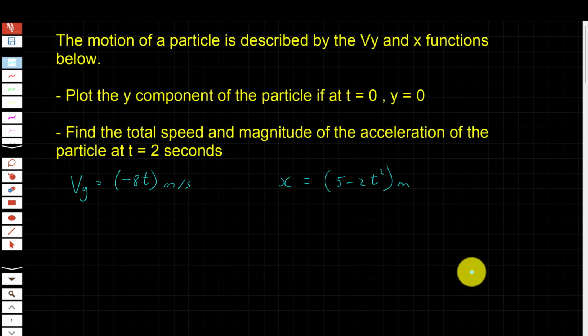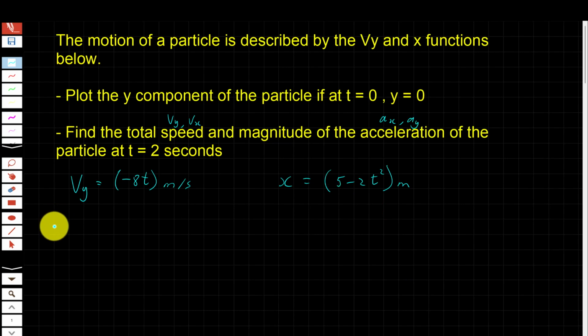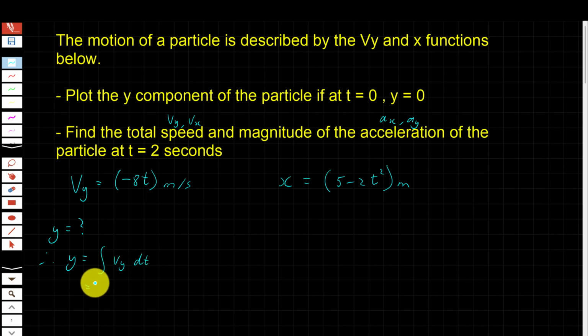In this video we're going to solve this physics problem. We have the motion of a particle described by Vy and x functions below. We're going to need to find Vy, Vx, Ax and Ay to find the magnitude of speed and acceleration. But first we'll solve the first part of the problem by plotting y versus t.